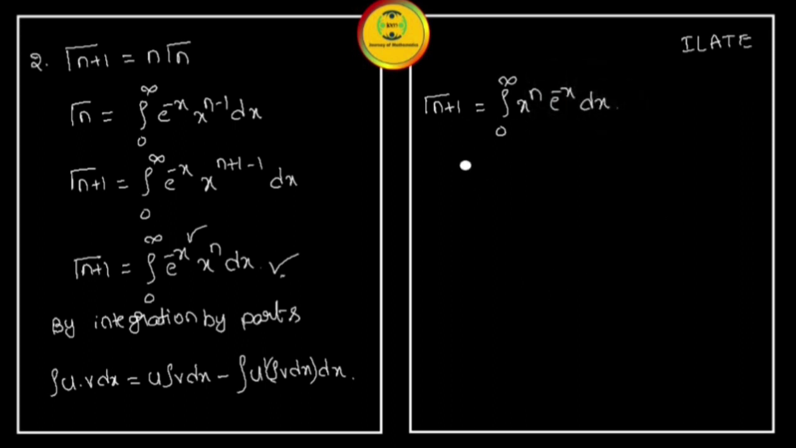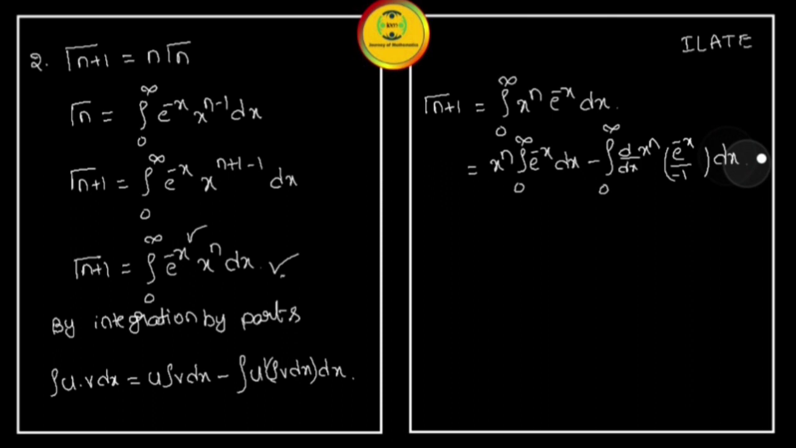So now I can apply integration by parts. Since in the place of u we have x power n, in the place of v we have e power minus x. Now, x power n times integral of e power minus x dx, having limits from 0 to infinity, minus integral of d by dx of x power n, having the limits 0 to infinity. Integration of e power minus x is e power minus x by minus 1 into dx.